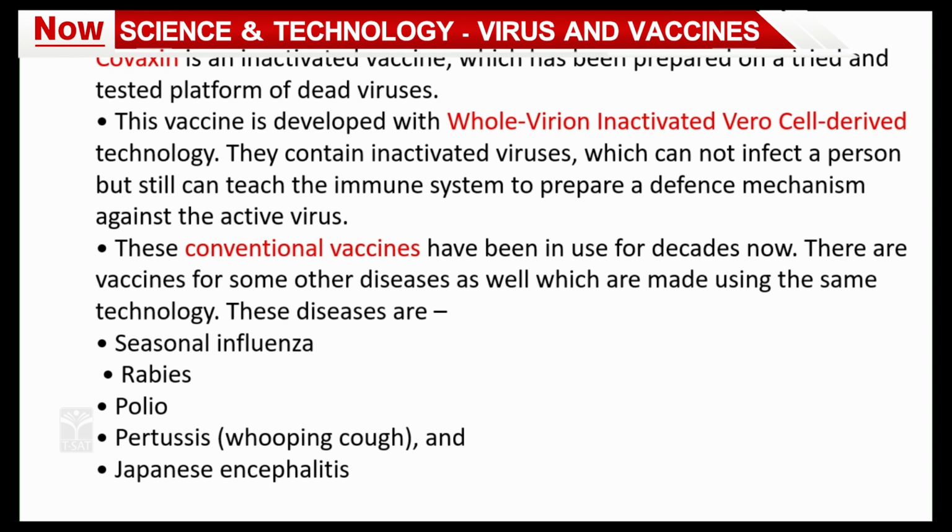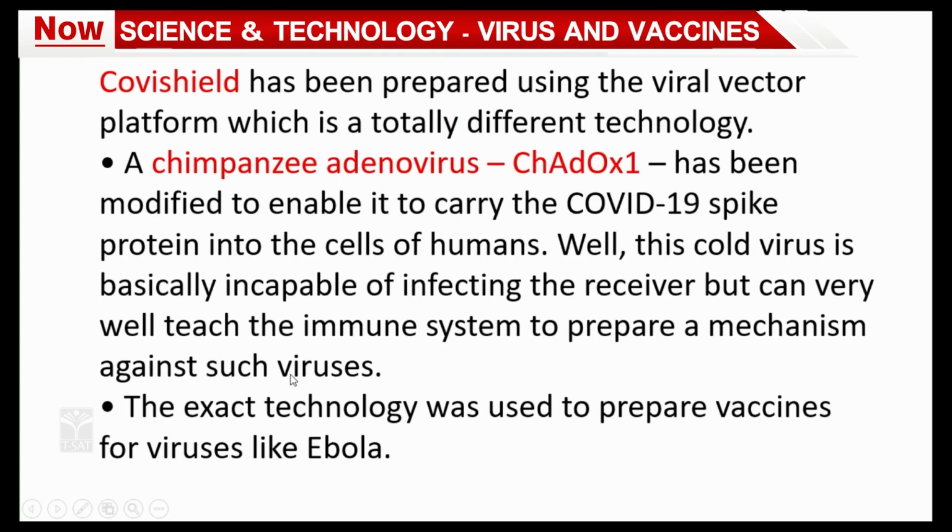Covaxin is a kind of inactivated vaccine, developed in our city Hyderabad by Bharat Biotech Limited, where the whole virus which has been inactivated is introduced. It is one of the classic examples here, one of the best vaccines to develop immunity. So these are some examples of conventional vaccines.